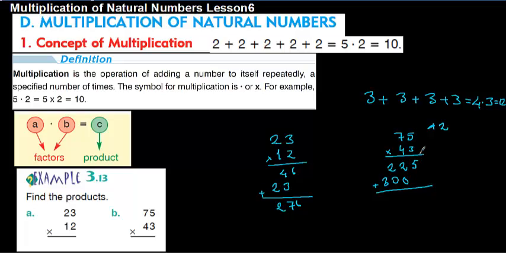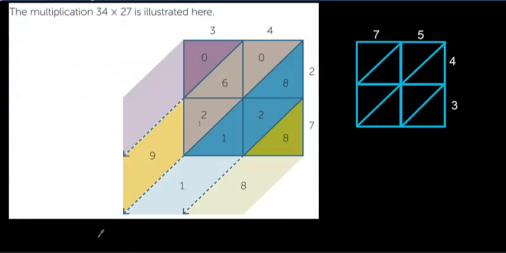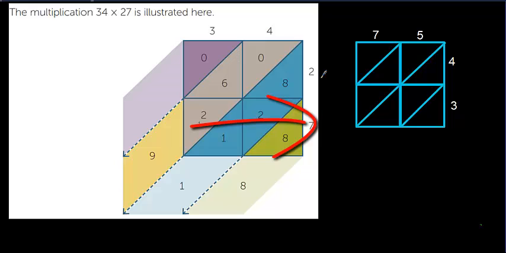Now I'm going to add the terms downward. That's going to be equal to 5. 2 plus 0 is equal to 2. 2 plus 0 is equal to 2. And here this is going to be 3. So 75 times 43 is going to be 3225. Here we have one. Now this is the second part and a new method for multiplication.